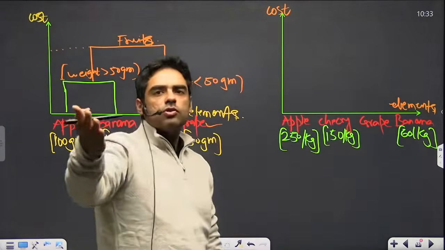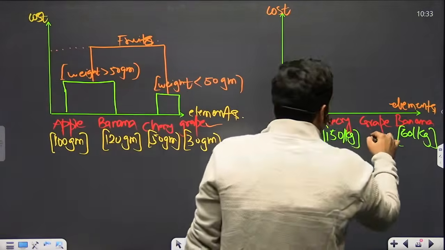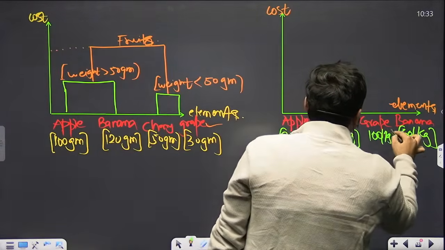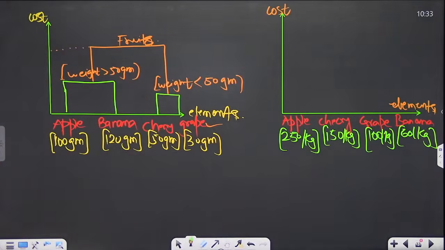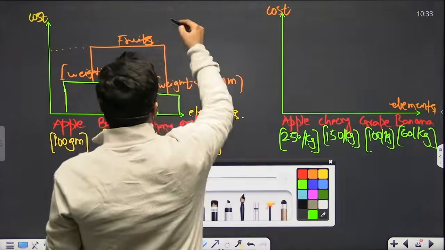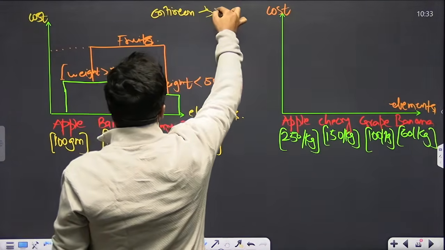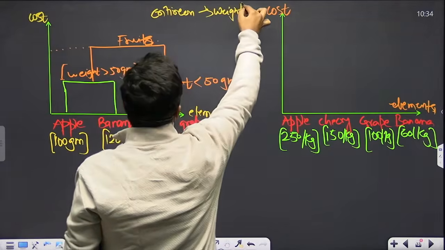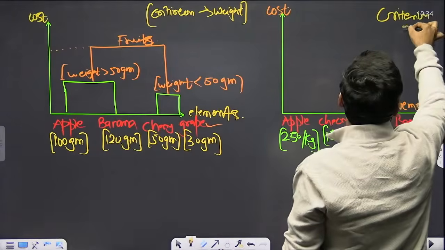And what should be the cost of grape? I think we can assume grape as 100 rupees per kg. Okay, now if I want to draw a recommendation system based on the cost, what was the criterion here? Criterion was weight here. And here the criterion is cost.